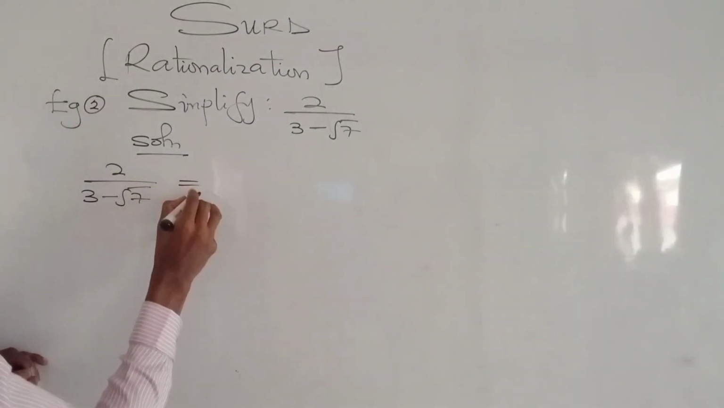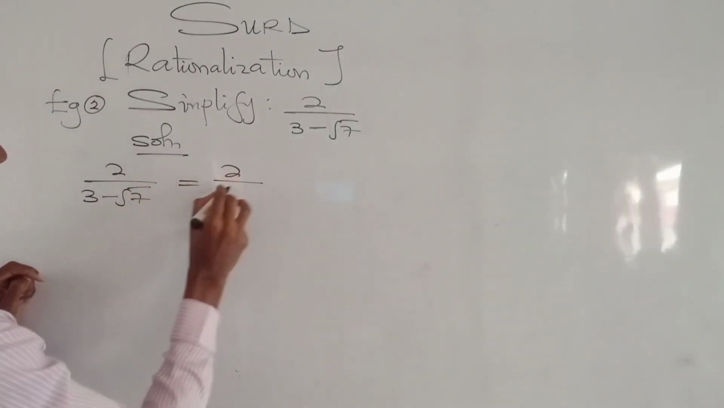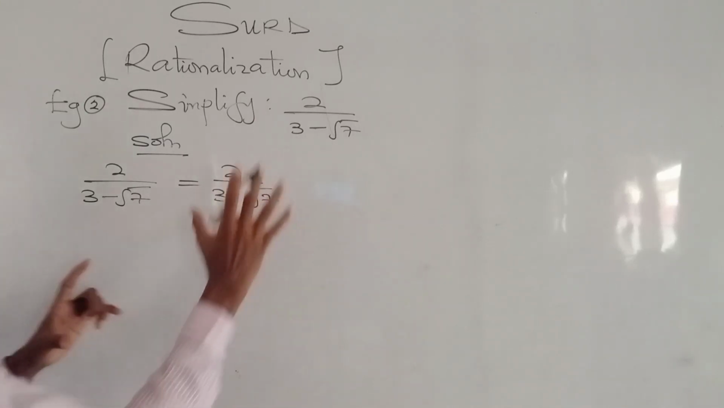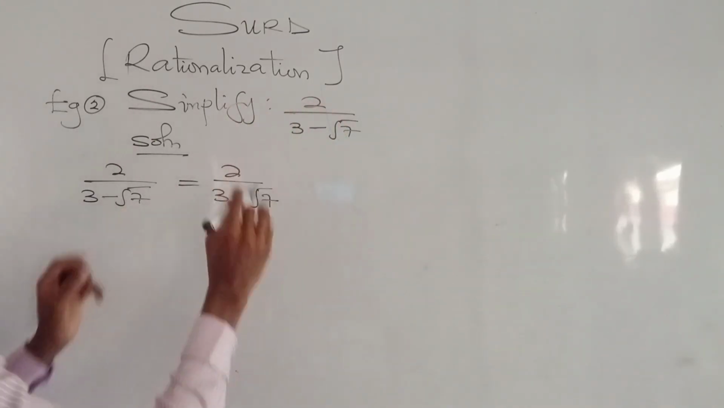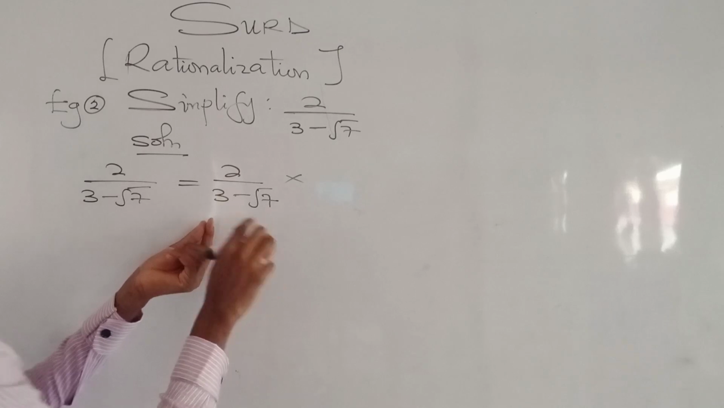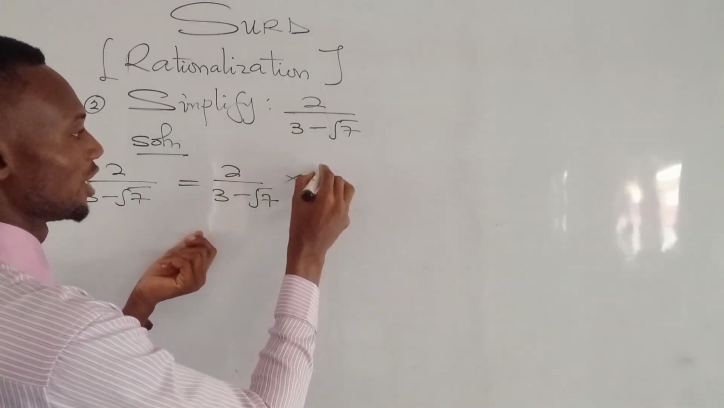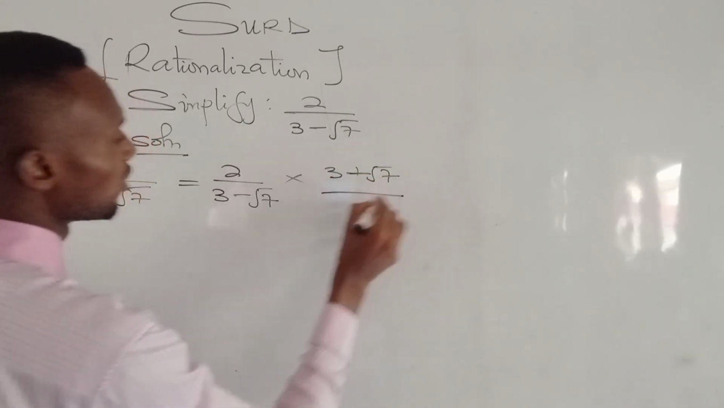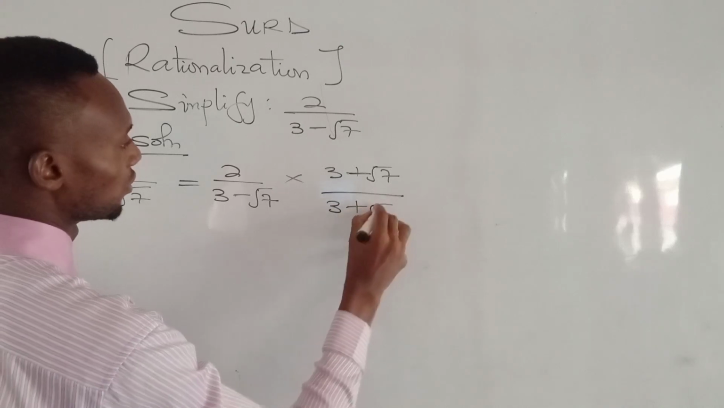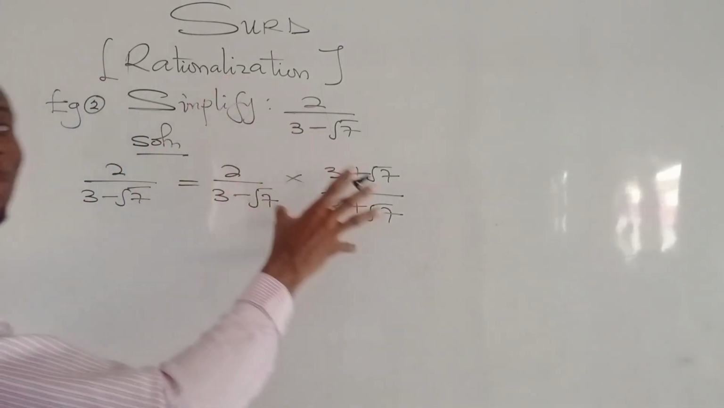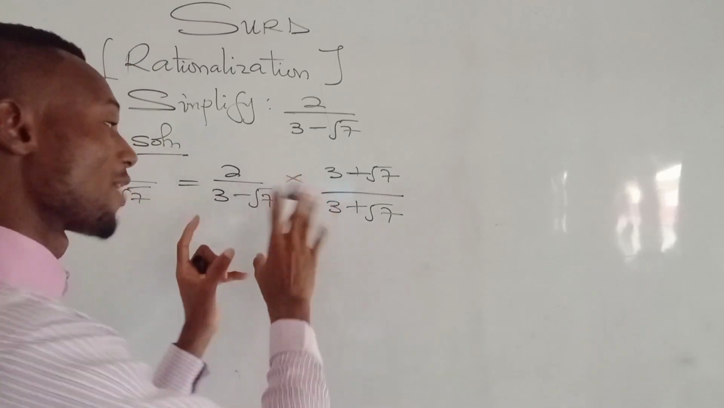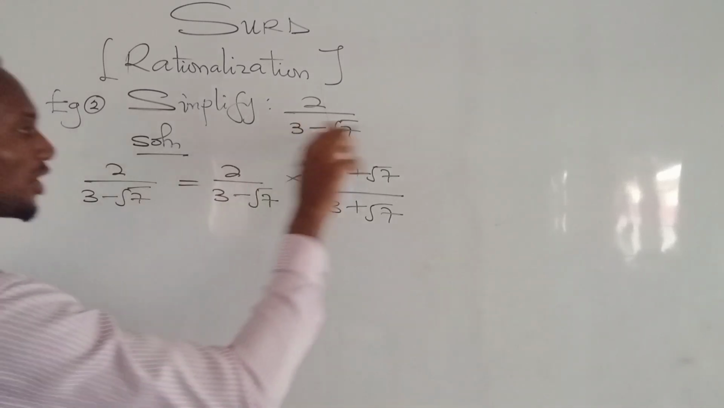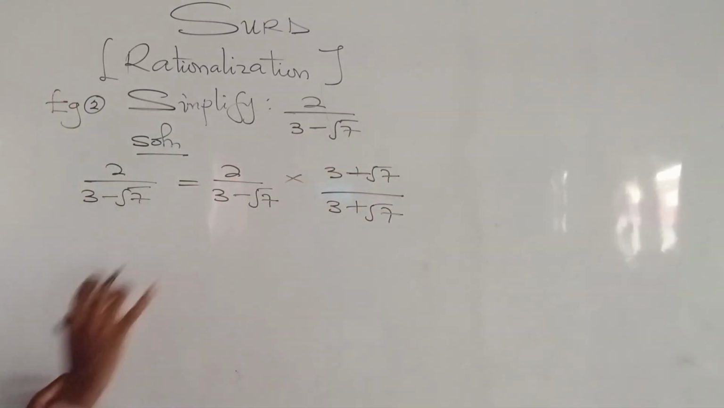I'm going to write an equal sign, repeat my 2 over 3 minus root 7. Then we are going to multiply both the numerator and the denominator of this same fraction by the conjugate of the denominator, and the conjugate of this denominator is going to be 3 plus root 7, so 3 plus root 7 all over 3 plus root 7. We multiply both the numerator and the denominator of this same fraction by the conjugate. That's what you've done. So let's go ahead and do the multiplication. We are going to multiply the numerator and we are going to multiply the denominator as well.